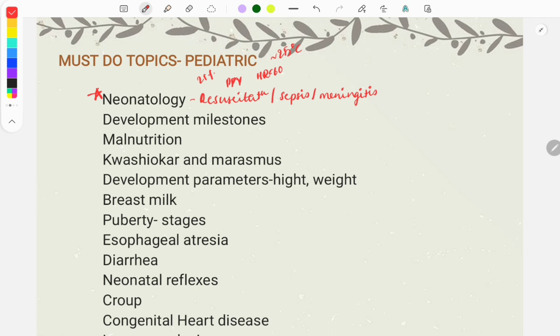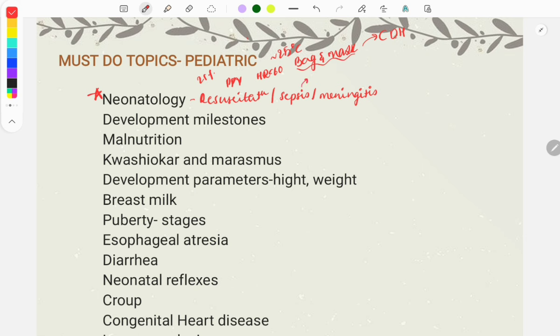So questions are also asked on how we do it, or by using which equipment you will be doing the resuscitation, and it is the self-inflating bag and mask. And another very important question is that this bag and mask is contraindicated in congenital diaphragmatic hernia.